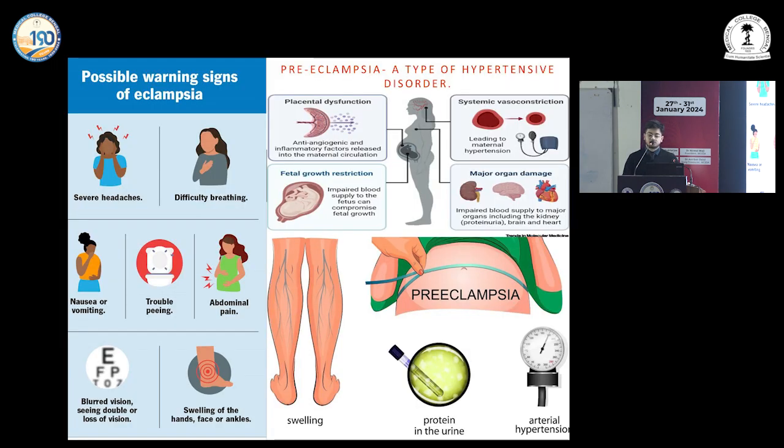Now, one term that I have used is preeclampsia. We have to separate preeclampsia from gestational hypertension. In preeclampsia, we can see that there is end organ damage, that is damage to the kidney, brain, or heart. As a result, there will be presence of protein in the urine. All the possible signs of preeclampsia are shown in the figure. This is a very serious condition and needs to be treated properly.